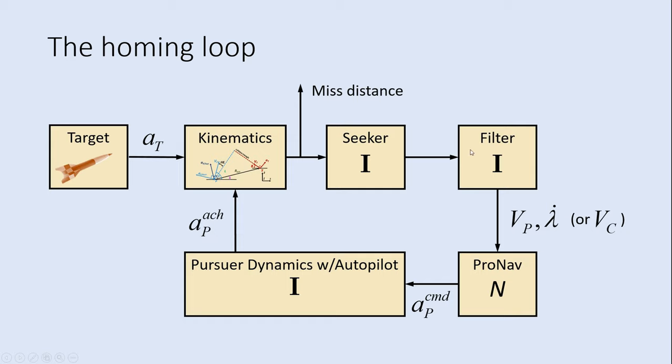Those kinematics are used to determine the pursuer velocity or missile velocity, the line of sight rate, and the closing velocity if true proportional navigation is used. That data is input into the ProNav law. It produces a desired pursuer acceleration command. The flight control system is assumed perfect so that acceleration commanded is equal to acceleration achieved. And this process continues until the final time of simulation.